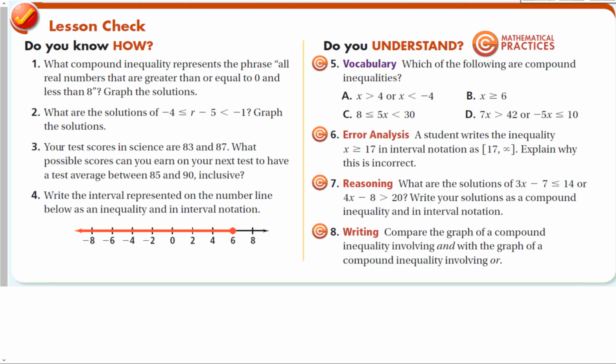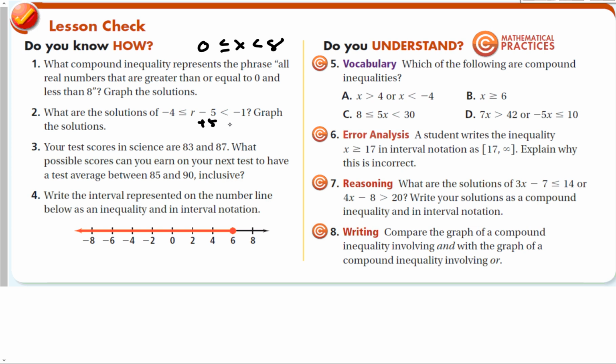All right, so let's do our lesson check. What compound inequality represents the phrase all real numbers that are greater than or equal to 0 and less than 8? That would be 0 is less than or equal to x, and x is less than 8. The graph is going to go in between 0 and 8: solid dot on 0, open circle at 8. What are the solutions here?